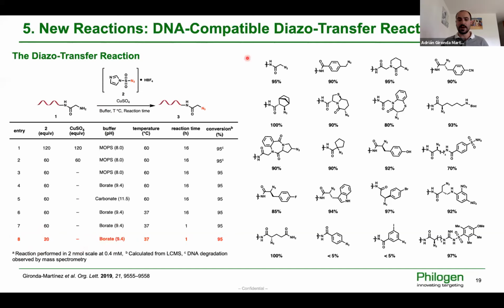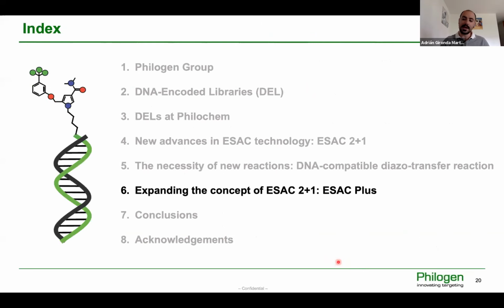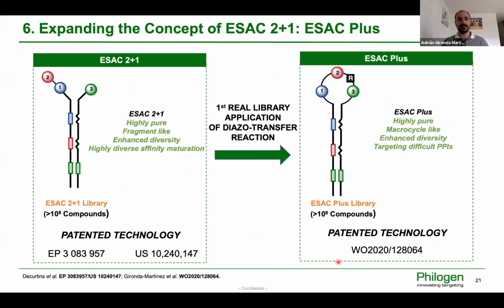So afterwards, we performed an amine scope. And as you can see in these examples, the scope of the reaction is really broad and the conversion yields are high to excellent, except for the typical non-activated anilines, for which we had less than 5% conversion. So with these results and with this optimized condition in hand, we proceeded to perform the diazotransfer reaction and the click chemistry reaction to link both DNA strands of SEQT 2+1 in what we call SEQT plus libraries.